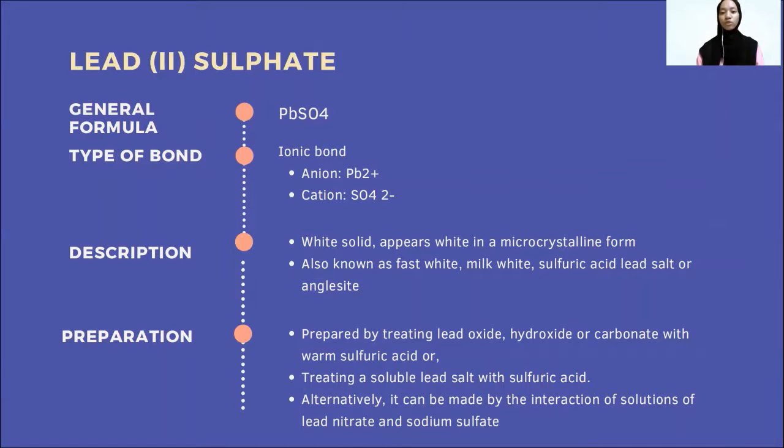It is also known as fast white, milk white, sulfuric acid lead salt, or anglesite. It can be prepared by treating lead oxide, hydroxide, or carbonate with warm sulfuric acid, or treating a soluble lead salt with sulfuric acid. Alternatively, it can be made by the interaction of a solution of lead nitrate and sodium sulfate.